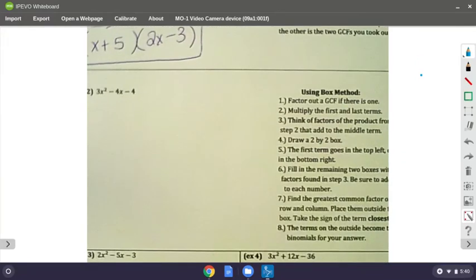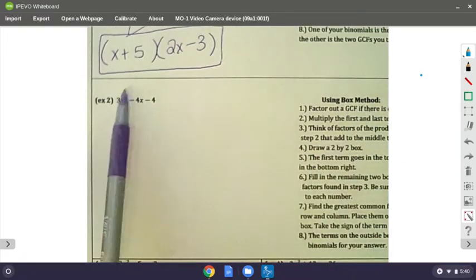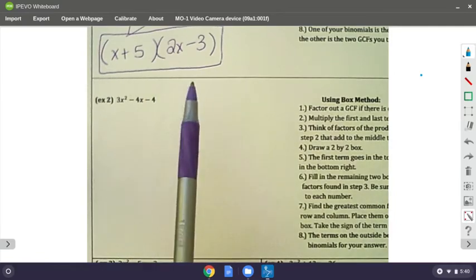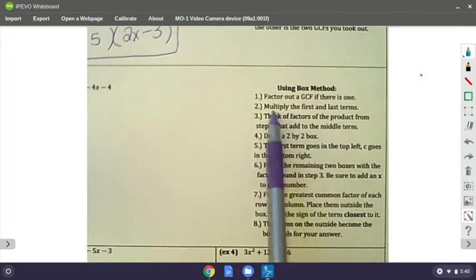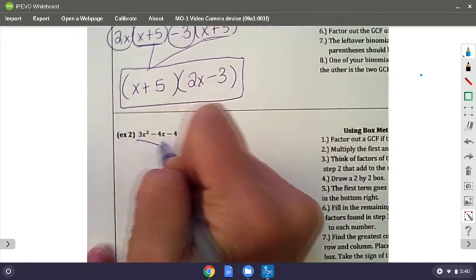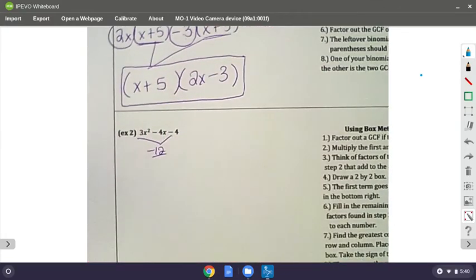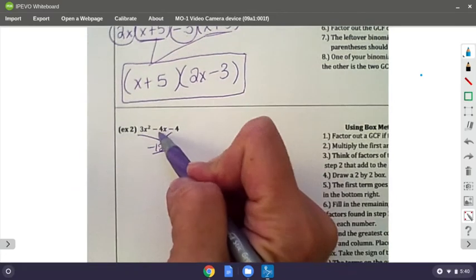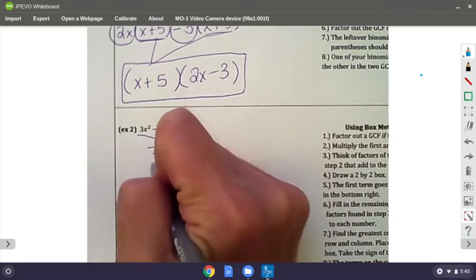You first want to factor out a GCF if there is one. We have 3, 4, and 4, so no GCF here. So go on to the next one. The next step is, again, multiply the first and the last terms and think of factors of that product that add to the middle term. So I'm going to multiply 3 and negative 4 is negative 12. And now we want numbers that multiply to negative 12 and add to negative 4. So factors of 12 are 1 and 12, 2 and 6, 3 and 4. So it's going to be 2 and 6, but we need to figure out which one's going to be positive and which one's going to be negative. Remember, the higher number always matches the sign of the middle term. So it's going to be 2 and negative 6.